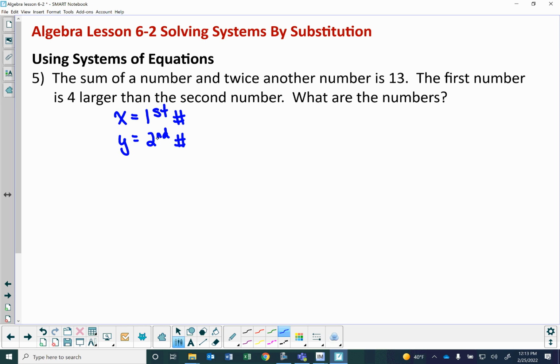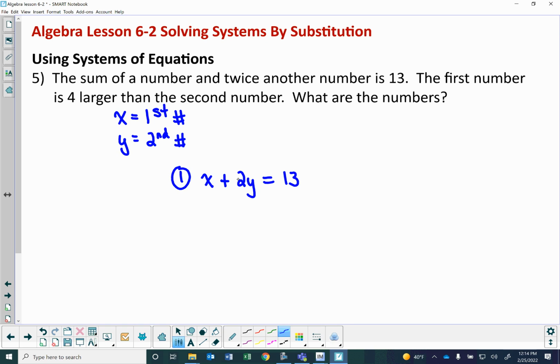So the sum of a number, that would be x. Sum means add. So my first equation is going to be the sum of a number and twice another number. So that would be twice the second number. Is means equals 13. There's my first equation.